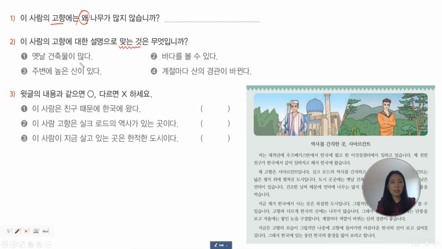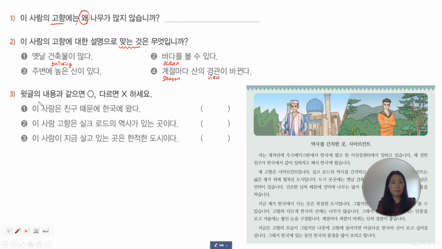1. 옛날 건축물이 많다. There are a lot of old buildings. 2. 바다를 볼 수 있다. Can see the ocean. 3. 주변에 높은 산이 있다. Nearby, there is a high mountain. 4. 계절마다 산의 경관이 바뀐다. So every season, the view of the mountain changes.